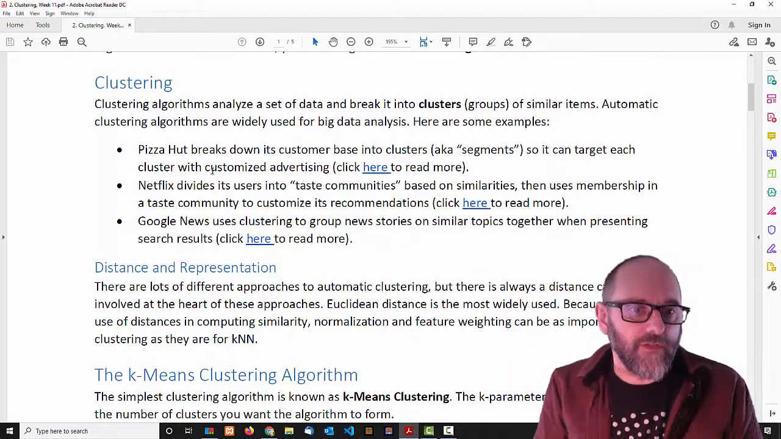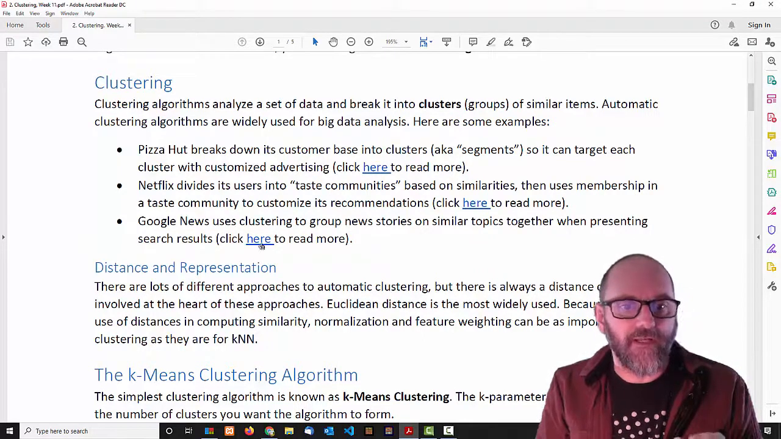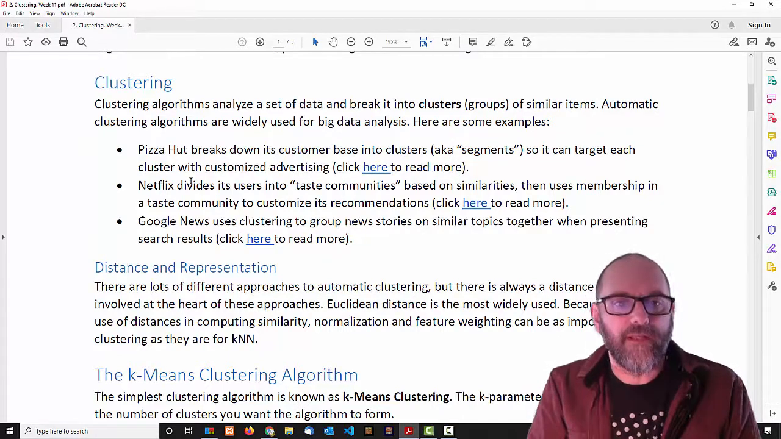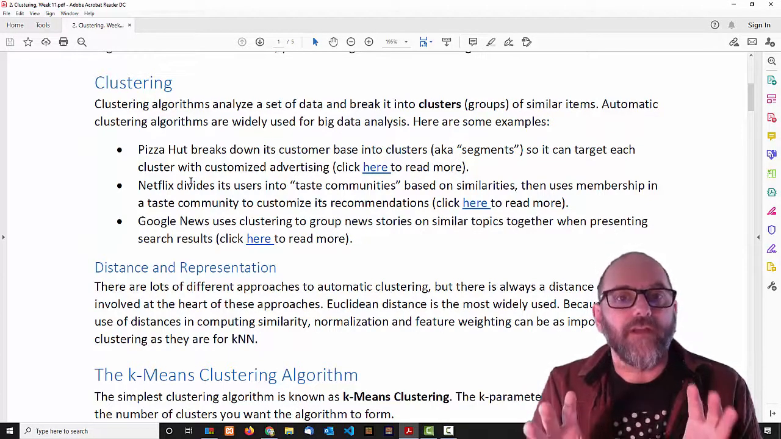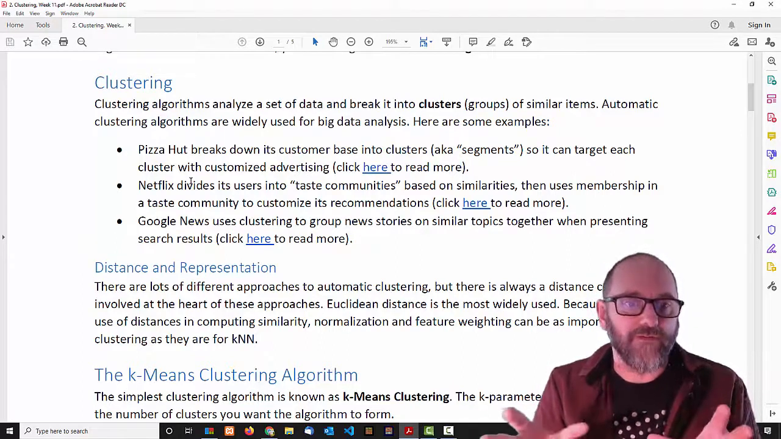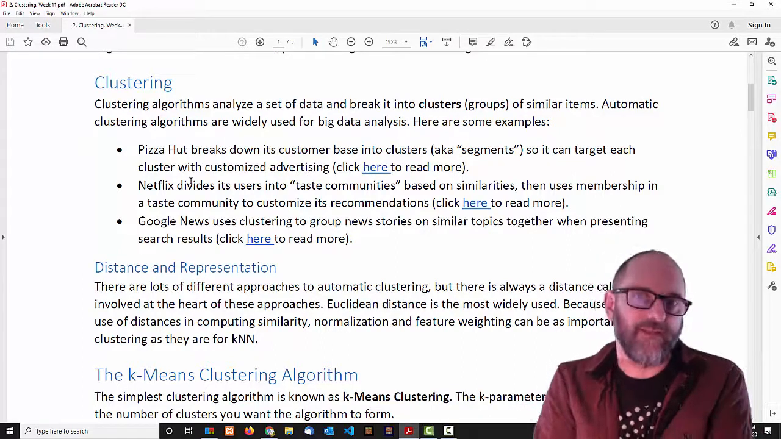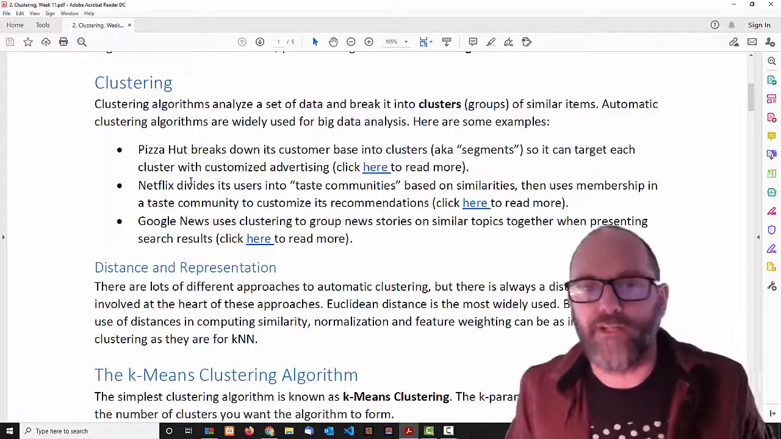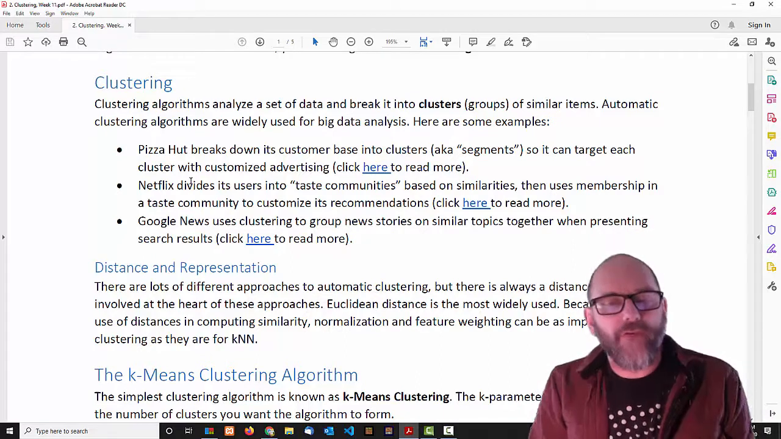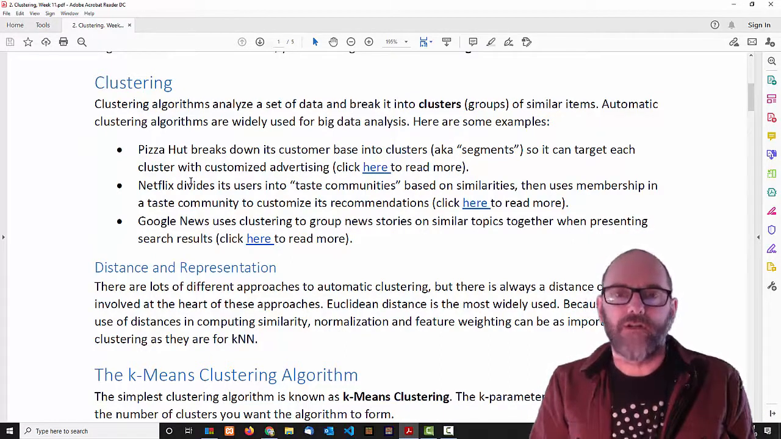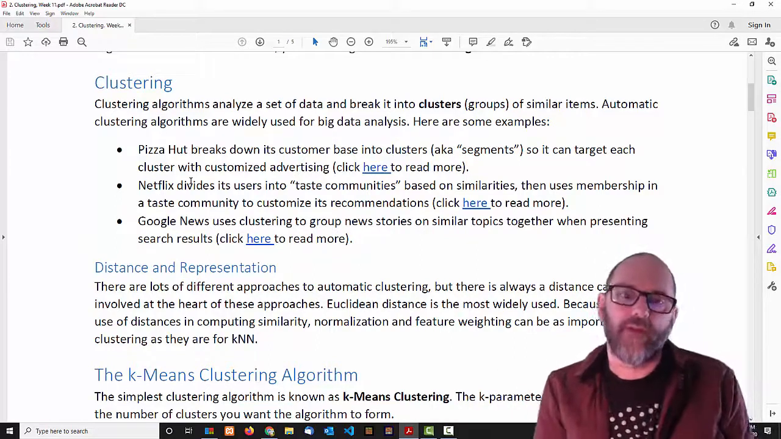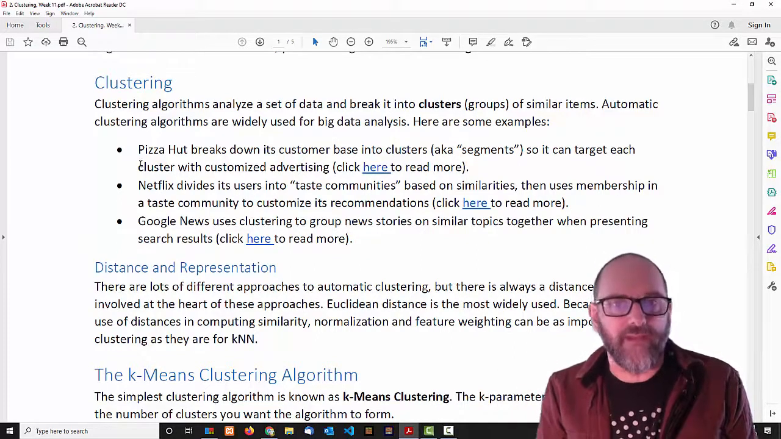Here's some examples of the use of automatic clustering, and there's links you can click on to read them. So Pizza Hut, there's an article there on how Pizza Hut breaks its customer base into what it calls segments, but clusters, so that it can target each cluster with customized advertising. So that's a mildly evil use of machine learning, separating and identifying clusters of like customers so that you can target them for particular things.